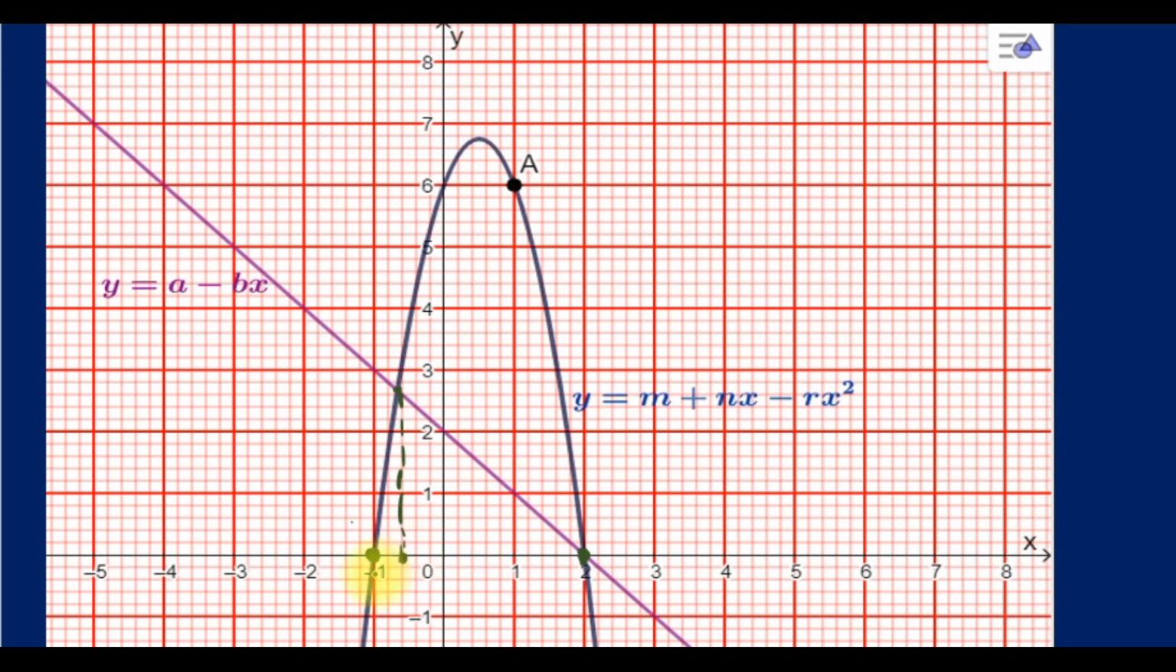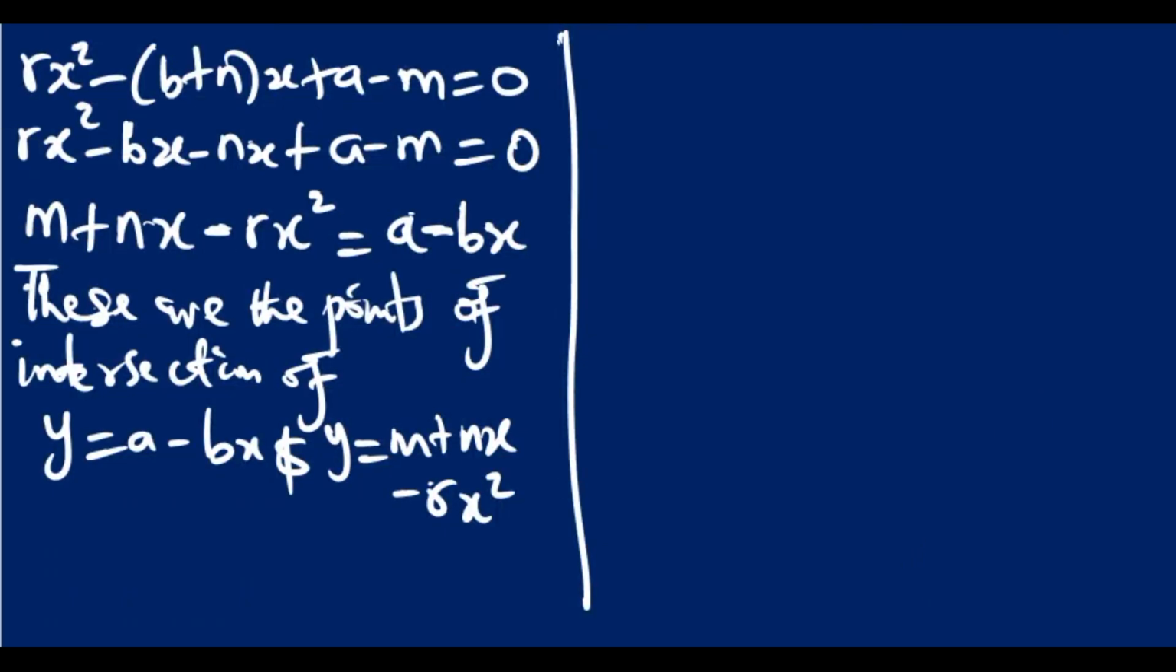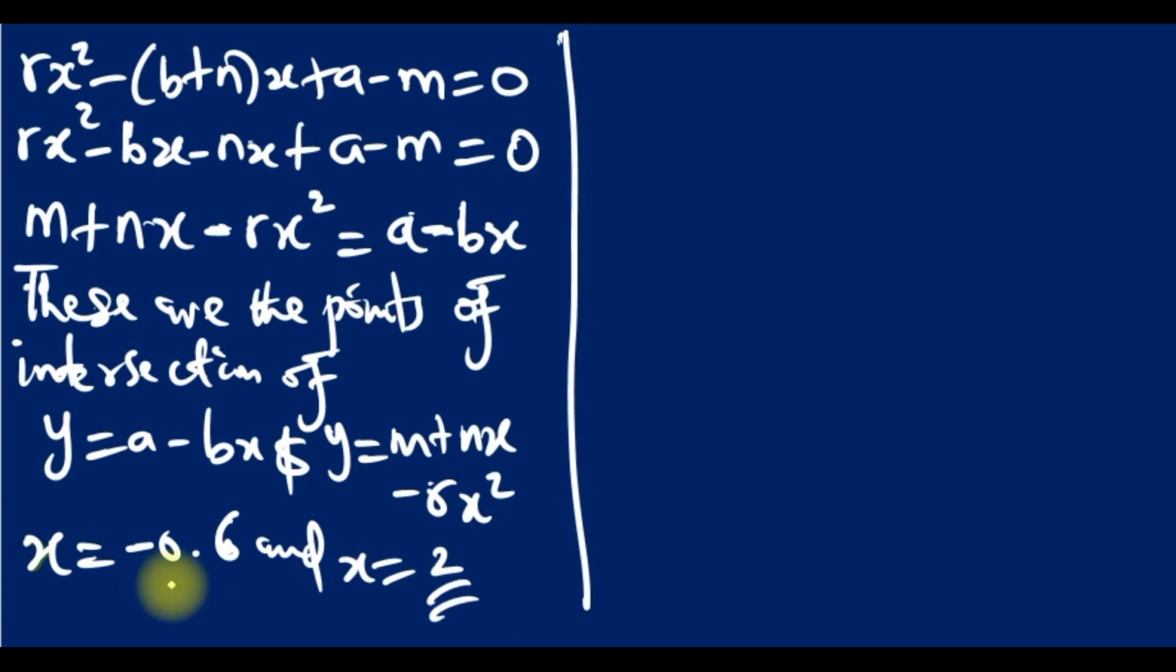So let's calculate this. To get this, we need to know each of these grid lines, meaning the difference. So each of them is 1/5, that's 0.2. So we have minus 0.6. So x equal to minus 0.6 and x equal to 2. Those are the two answers from the graph.